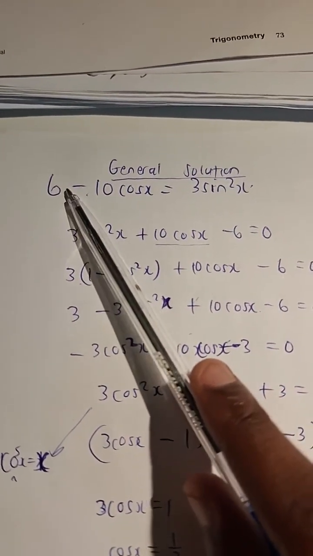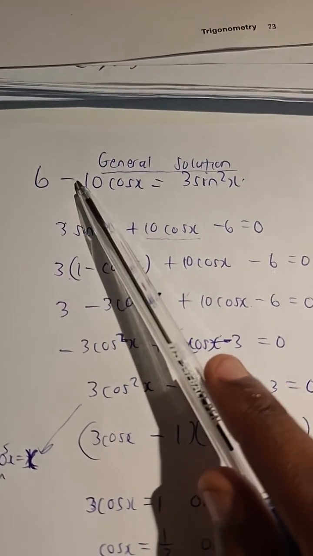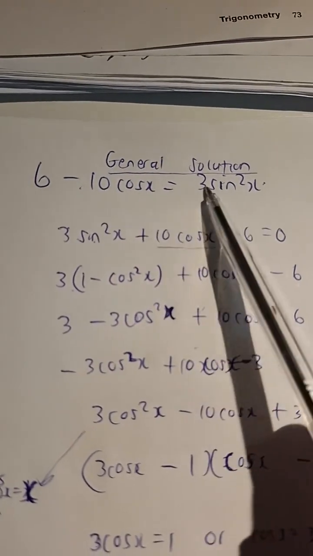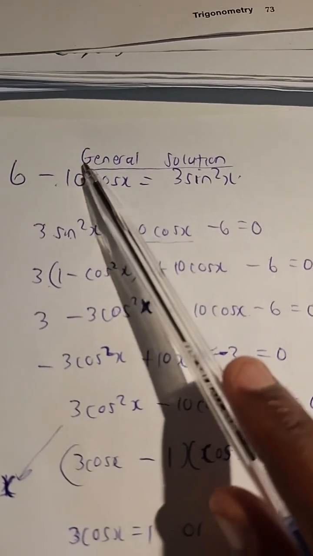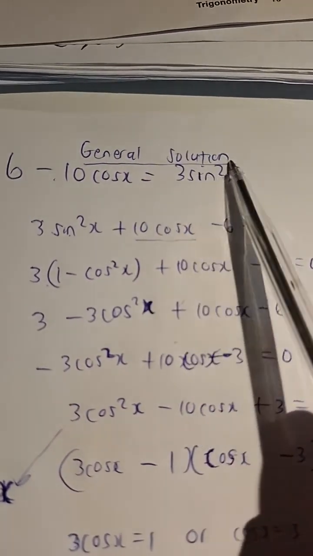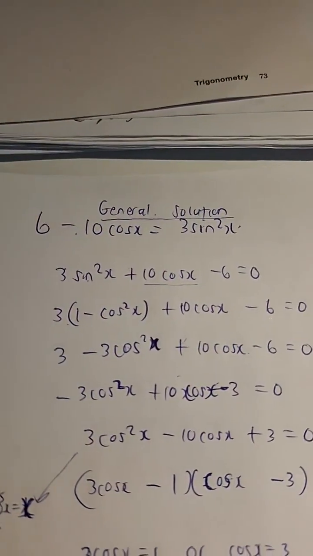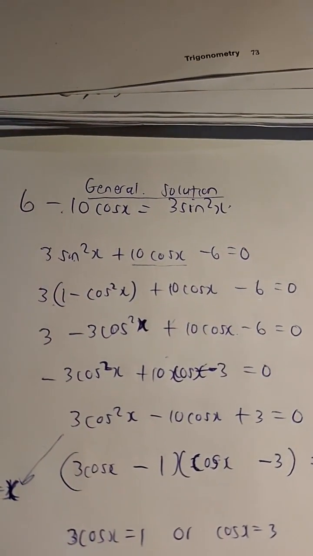Okay, I'll explain, Sam, why we say K360. 6 minus 10 cos x is equal to 3 sine squared x. Guys, they are asking us to determine the general solution. Now, this is the thing. This solution is not a specific solution, right?